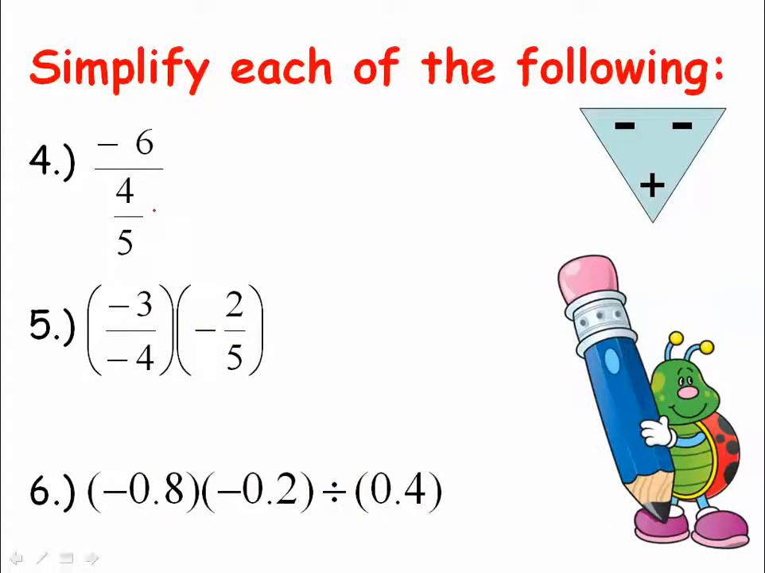The next problem looks a little more confusing. We have a negative 6 over 4/5. Keep in mind, however, that this is also a division sign. So what I really have is negative 6 divided by 4/5. I can think of this as negative 6 over 1.